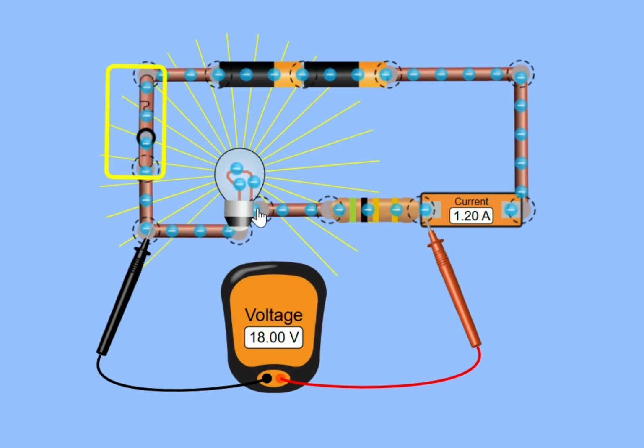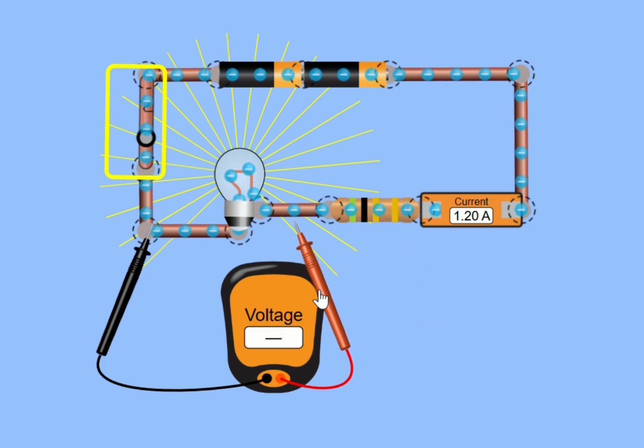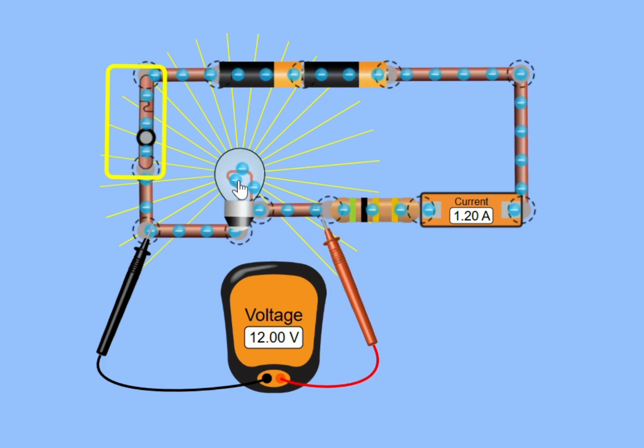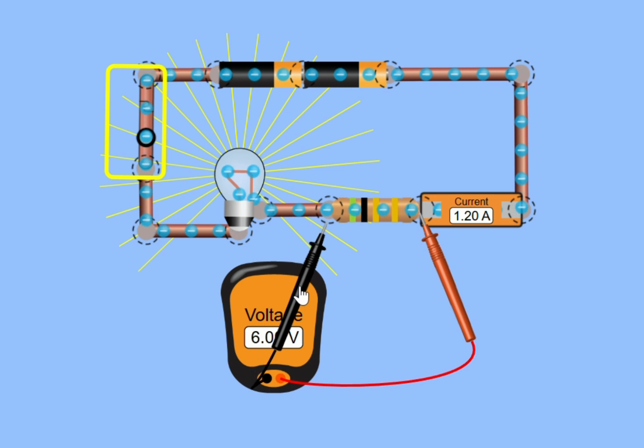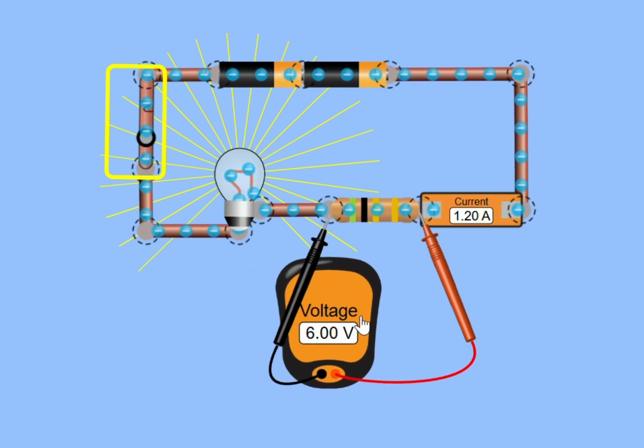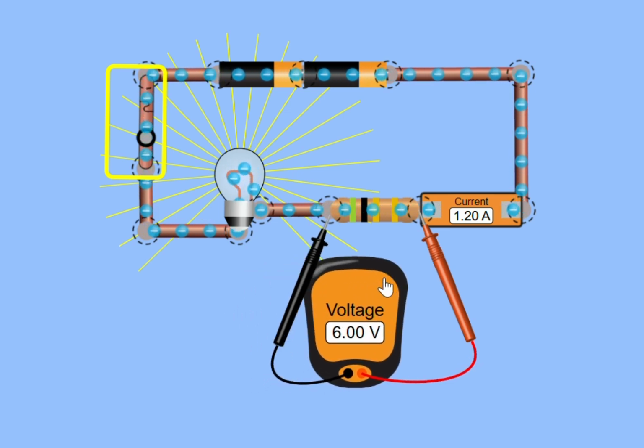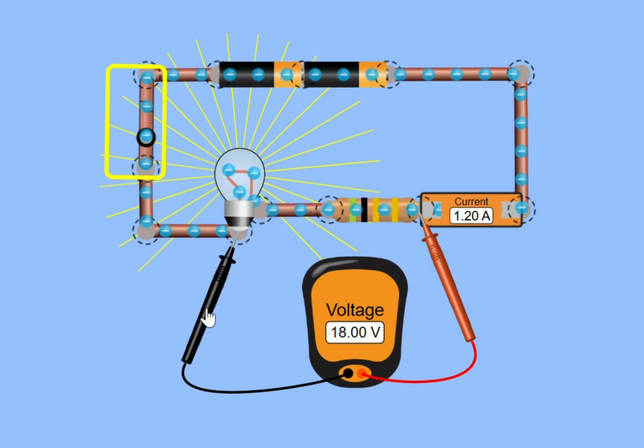But the 18 has to be shared between the appliance, this resistor, and the light bulb. So if I look at the voltage across just the bulb, we see it's 12 volts, and the rest of the energy is used to get through the resistor or the appliance, whatever it represents. But we see this is 6 volts, and the two together add to 18 volts.